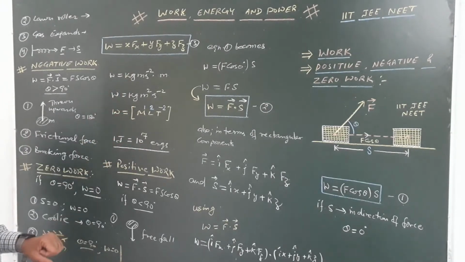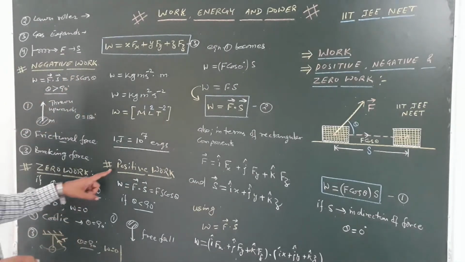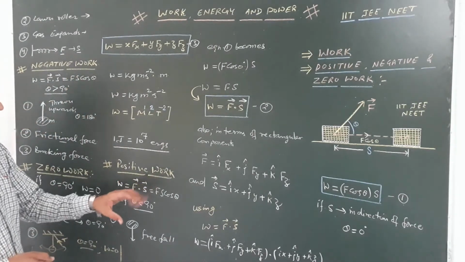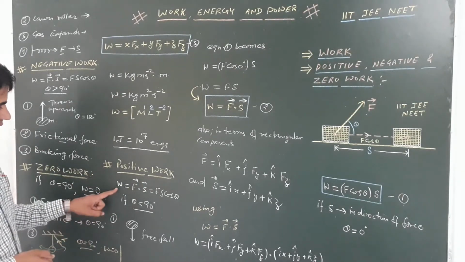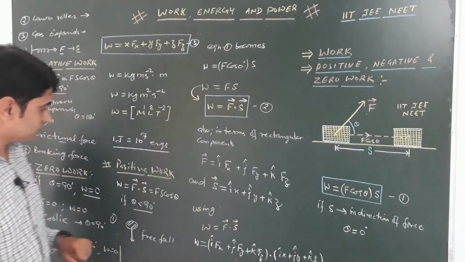In what conditions is the amount of work done positive, negative and zero? We have to discuss all this. So in what conditions will the work done be positive? We have to discuss. The work done equals F dot S, as we know from equation number 2.